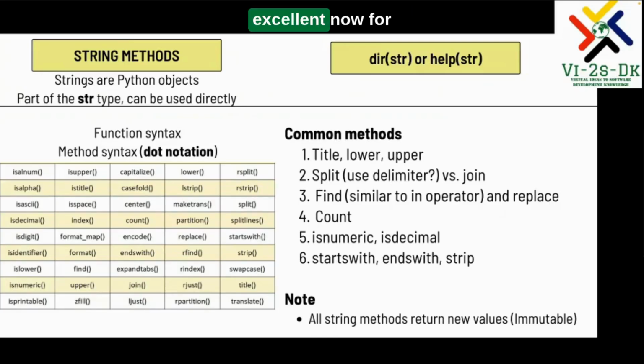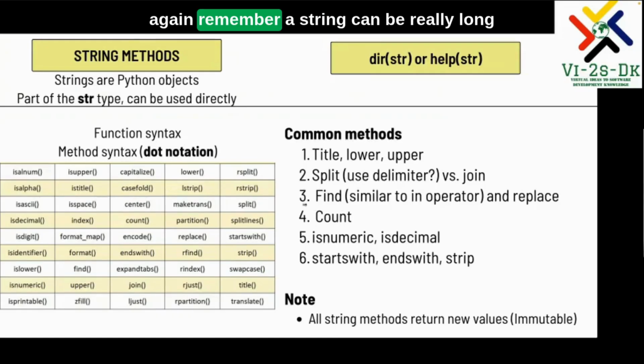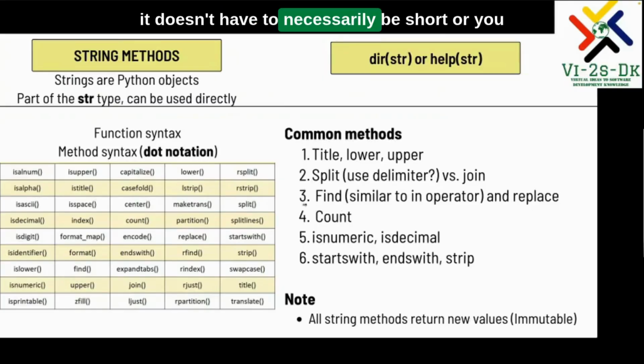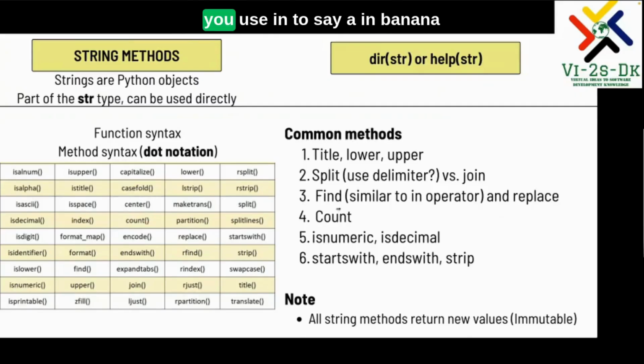Now for searching within a string, again, remember a string can be really long. It doesn't have to necessarily be short. You can use the find method. It's very similar to in. When you use in to say a in banana, it's going to return true or false. But with the find method, it's going to return the position of the first occurrence of that character, or of that substring. If it does not find it, it's going to return -1.